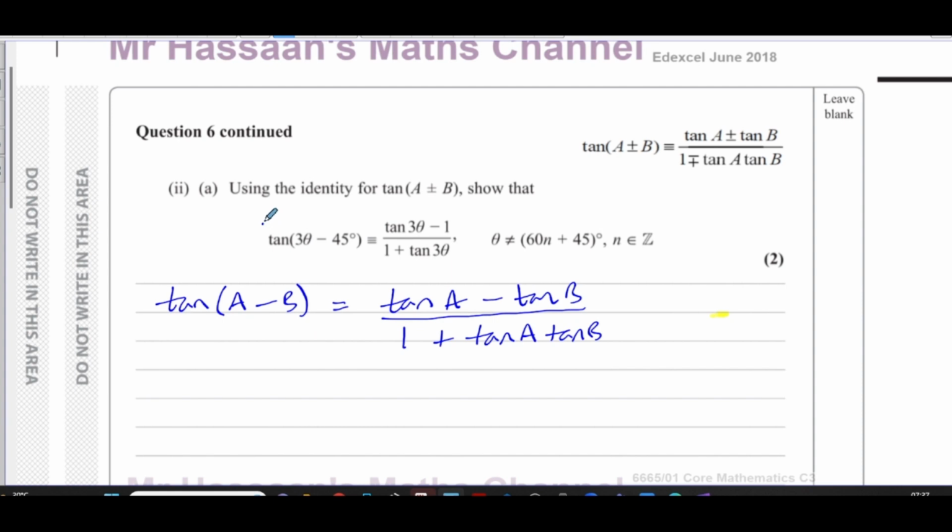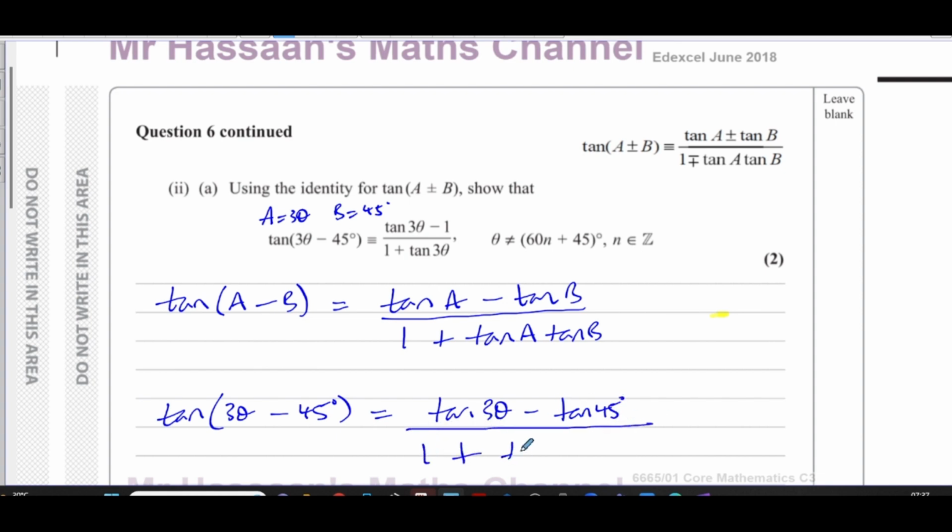We can see from here that the A is 3 theta and the B is 45 degrees. So we're going to have the tan of 3 theta minus 45 degrees is equal to the tan of 3 theta minus the tan of 45 degrees divided by 1 plus the tan of 3 theta times the tan of 45 degrees. And what we should know is the tangent of 45 degrees is equal to 1.